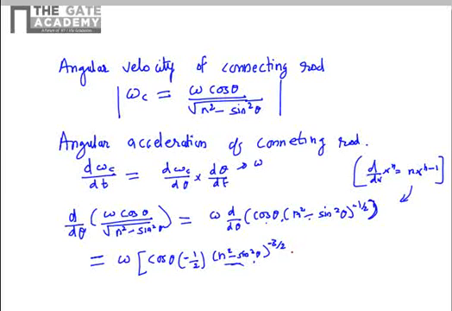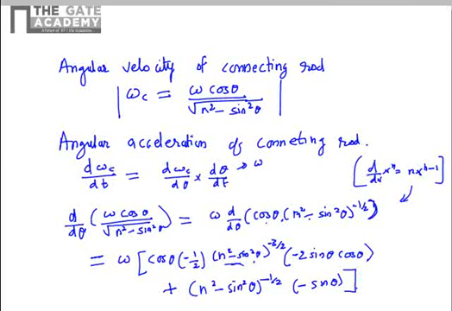Then differentiation of this function inside. Differentiation of this function will give you minus 2 sine theta cos theta. Okay. Then we take the differentiation of the second term, treating the first term constant. So n square minus sine square theta power minus half will keep constant and take differentiation of cos theta, that is minus sine theta.